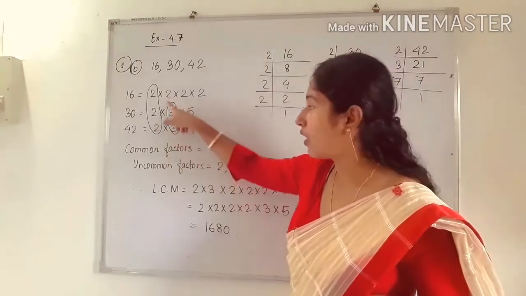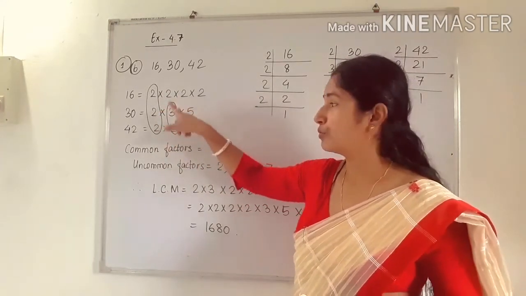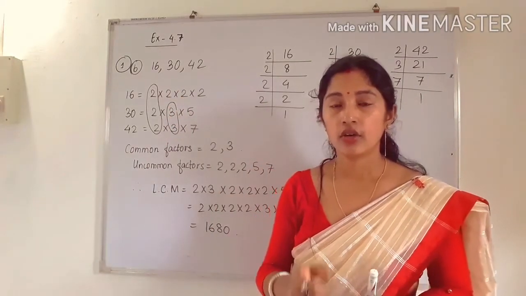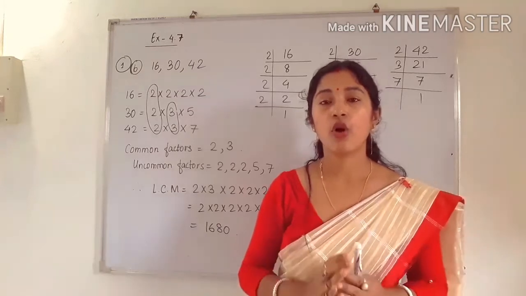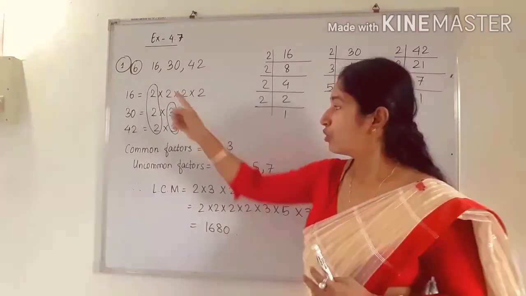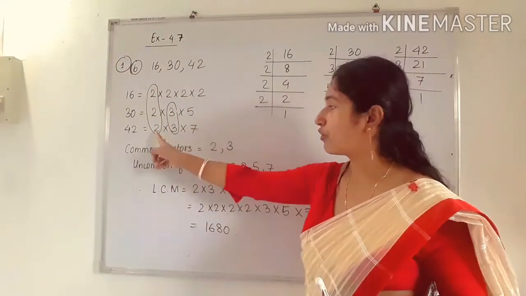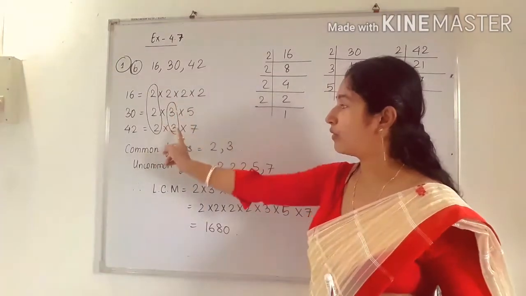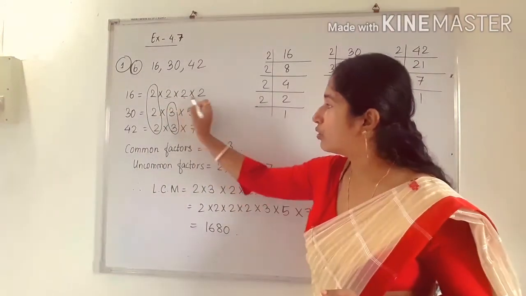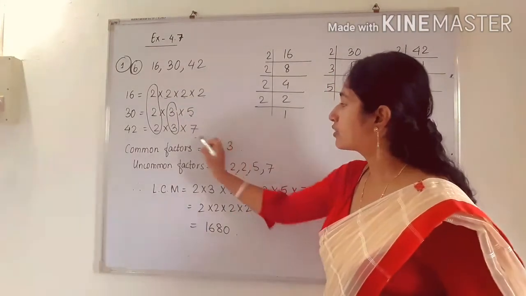So you have to take this common also. That's why I have drawn one circle for this. Many students may get confused sometimes, that's why I am telling this. Take the factors that are common between 2 or between 3 numbers. Here 2 is common between 3 numbers. So the common factors will be 2 and next common will be 3. And what are the uncommon factors? 3, 2, so 3, 2. Next 5. Next 7.